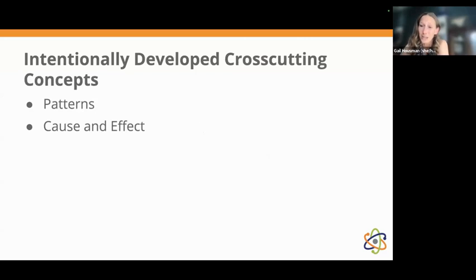And then we intentionally developed 2 cross-cutting concepts as well. So this unit focuses heavily on patterns and cause and effect. Those are 2 of the most foundational cross-cutting concepts that we see throughout the entire K-12 program. So it makes sense to start here in kindergarten's first unit with those 2.